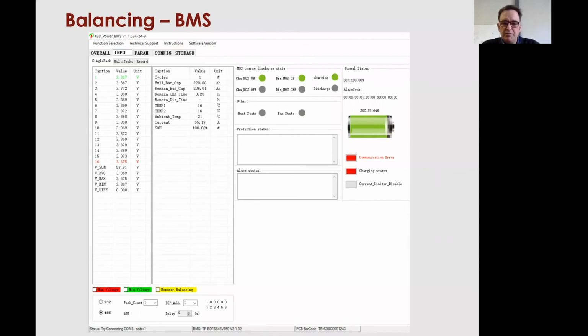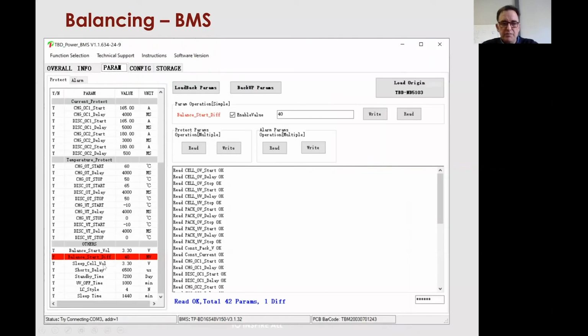The BMS actually won't even begin to start balancing unless that voltage difference is 40 points. So if I may show you there, the balance difference of 40 points is when it's highlighted in red, which is when the BMS will start balancing, and it also only starts balancing when the cells get above 3.3 volts.